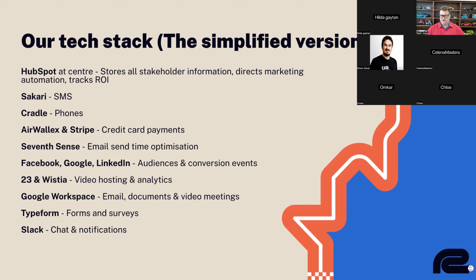23 and Wistia are our video hosting and analytics tools. So we know who's watched what video when. Google Workspace we use for email, documents, and video meetings. Typeform for forms and surveys, and Slack for chat and notifications internally. So you can see, some of you won't need all of those pieces. So you can see that that'll be a reasonably quick way of putting together your list of the tools that you're using. Some of you won't use anywhere near as many tools as that, which is fine.